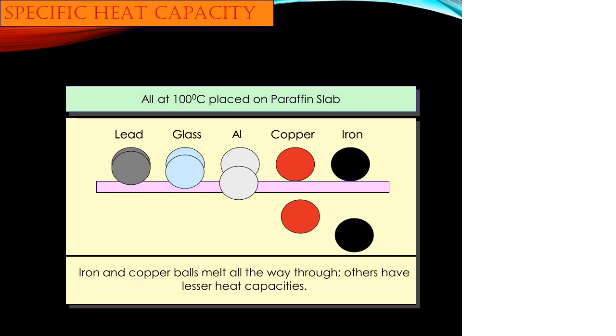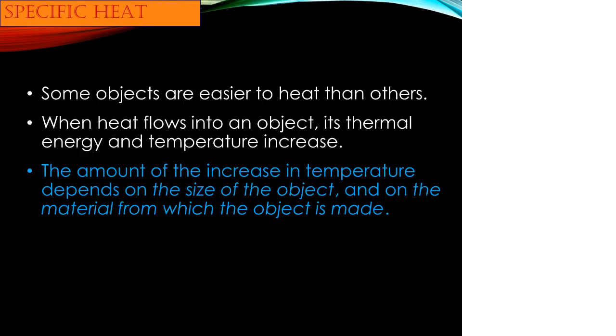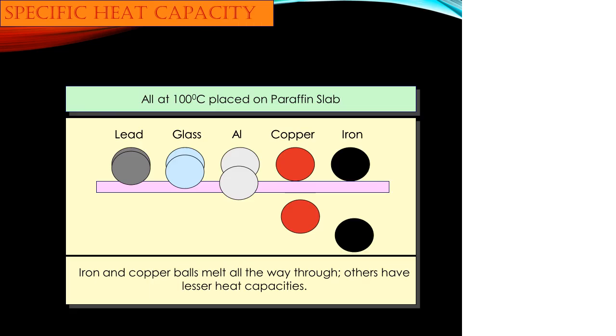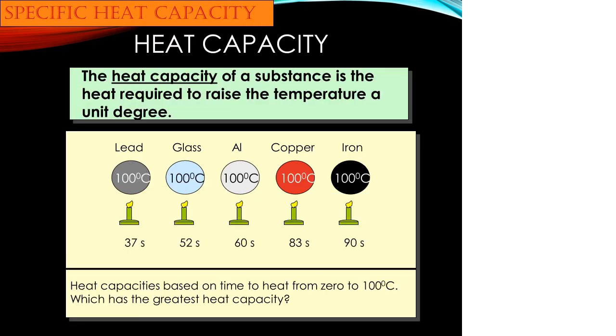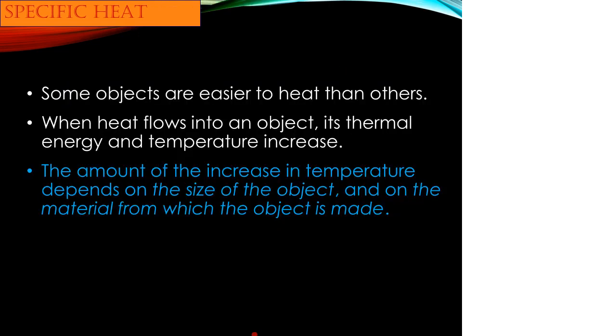So the specific heat numbers on those, okay, so let me go here. All right, some objects are easier to heat than others. When heat flows into an object, its thermal energy and temperature increase. The amount of increase in the temperature depends on the size. So again, boiling water, a small amount of water will boil faster. So the sizes of those iron balls will make a difference as well.